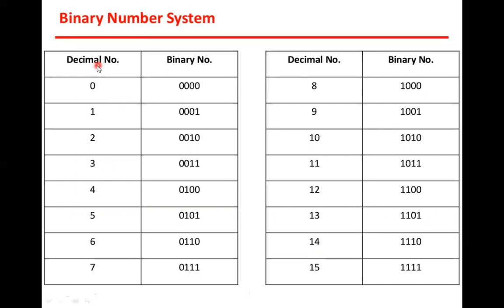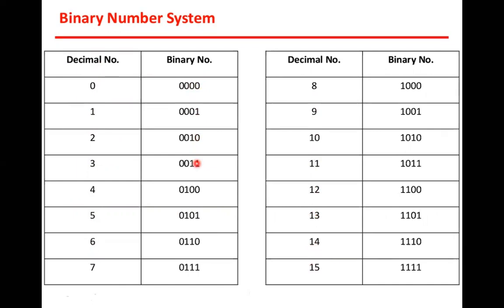Now we have a few of the decimal numbers and binary numbers. You can see these are the decimal numbers 0, 1, 2, 3, 4, 5, 6, 7, 8, 9, 10, 11, 12, 13, 14, and up to the number 15. This is the normal decimal numbers. Now what are the binary numbers?